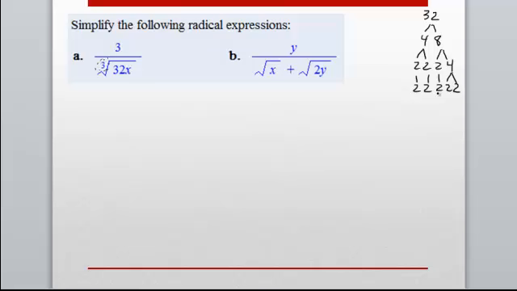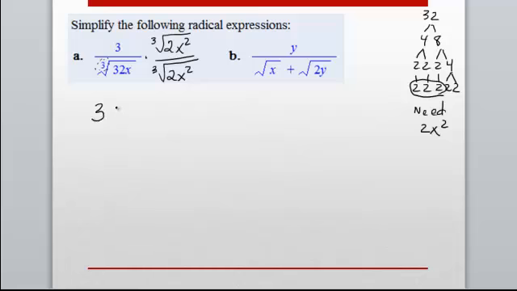So we know that they're going to need to be in groups of 3. So we have one group of 3, but then we only have 2 more 2's. We're going to need 1 more 2 for all the 2's to escape. And how about the x's? We have 1 x. We're going to need 2 more x's. So you multiply by the cube root of 2x squared over the cube root of 2x squared.